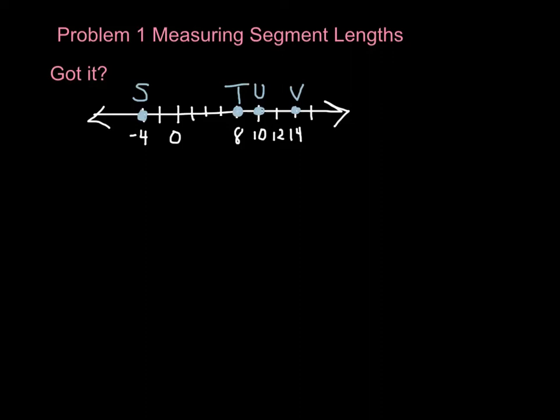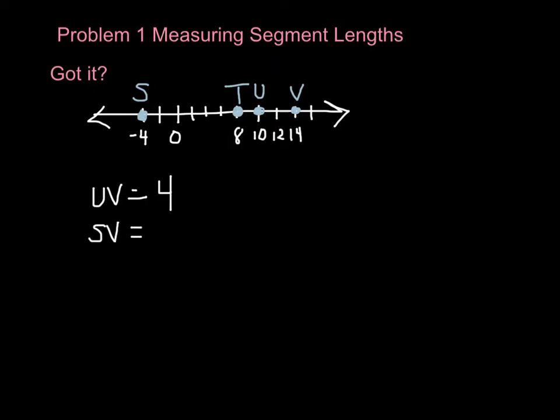So, in the got it problem, what is the distance of UV? Well, we go from 10 to 14. I know that can be a little difficult, but what is the distance from 10 to 14? You subtract 14 minus 10, and that would give you a distance of 4. That's it. That's all you do.